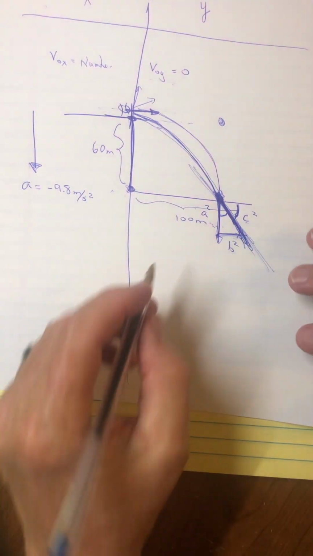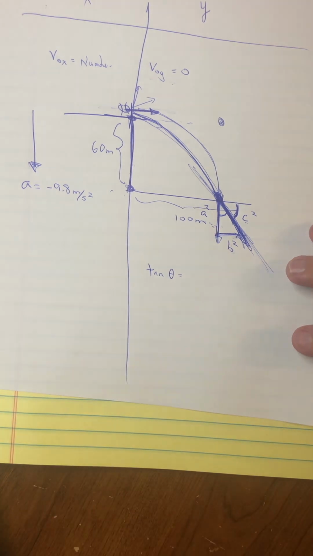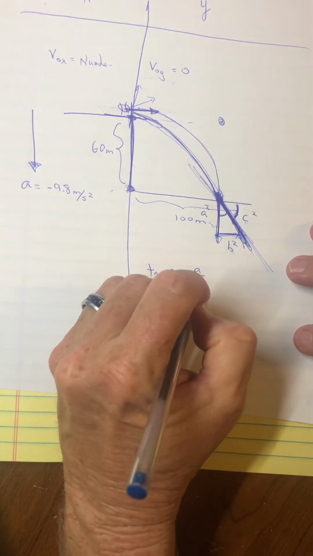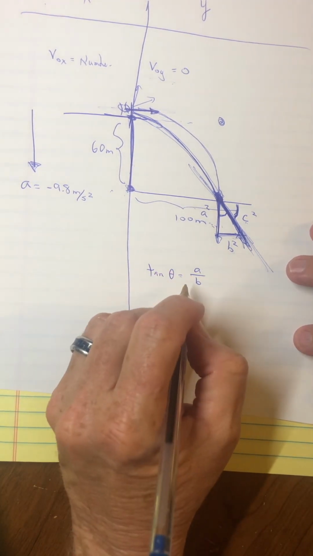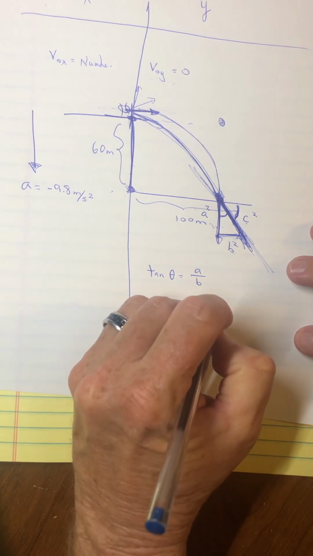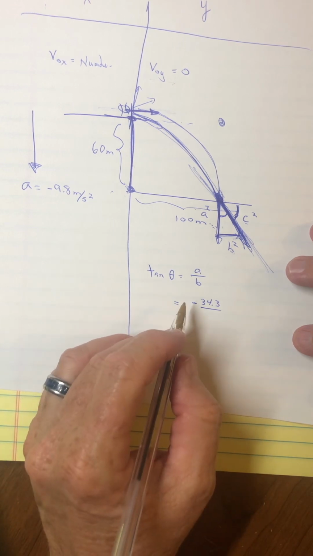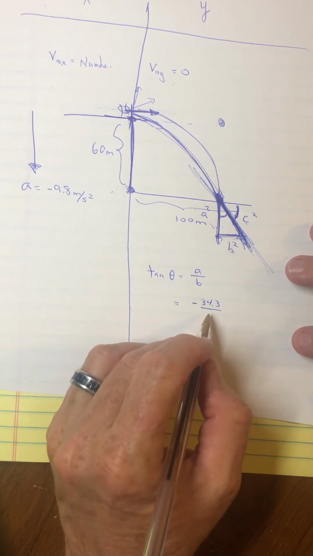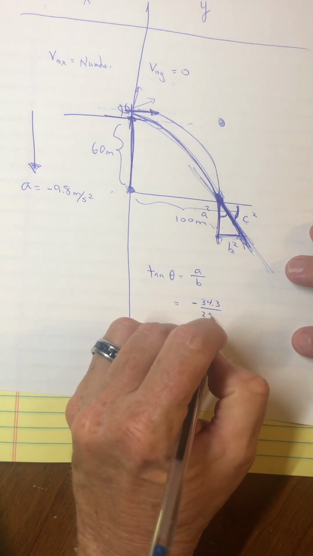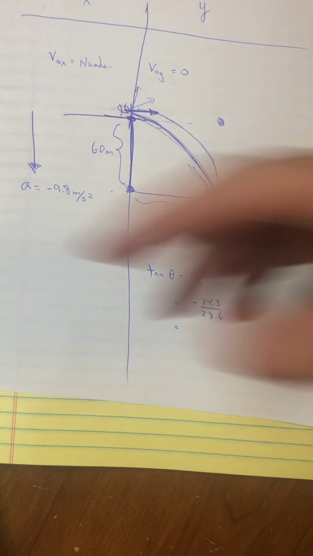Actually, just to save me a piece of paper, I'll come back to here. So I'm going to write this as tangent of theta, and I'll just copy A over B. But as we said, the A is the vertical piece, so this is minus 34.3. And then the horizontal piece is the B, that's the 28.6. And why don't I start there?